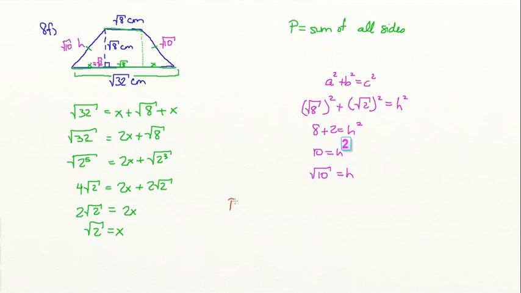So my perimeter equals root 8 plus root 10 plus root 32 plus root 10. And I'm back to where I started. Square root of 8. 10 is 2 times 5. I don't think I can make that any simpler.